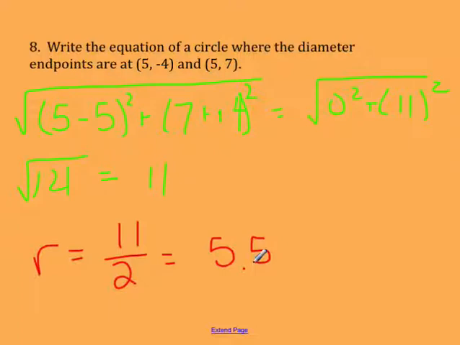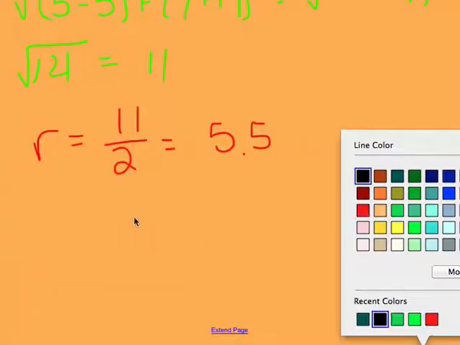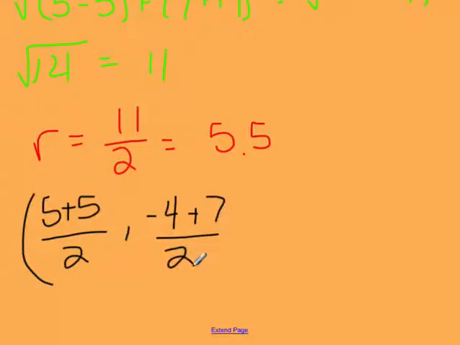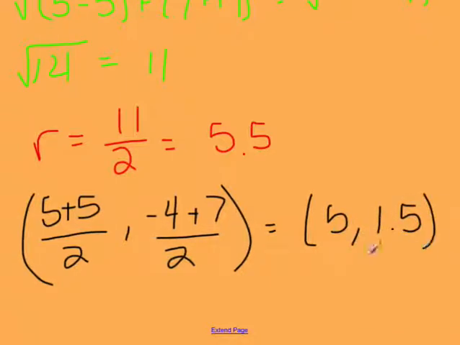So we need to find our center. Well, how on earth are we going to find our center? Our center has to be the midpoint between these two points. So think about that midpoint formula. Do you remember what we did? To calculate a midpoint, you add the two x coordinates and divide by 2, and then you add the two y coordinates and divide by 2. So 5 plus 5 divided by 2 gives you 5. Negative 4 plus 7 divided by 2 gives you 1.5. So this right here is your center, and this right here is your radius.